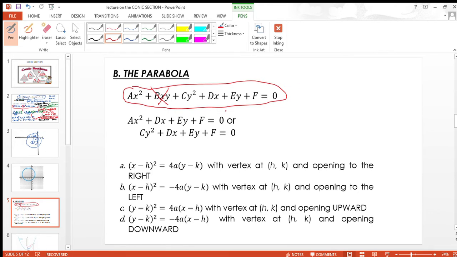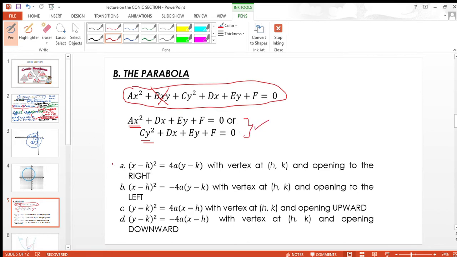But there are two possible general forms of the parabola. Either we have x squared only or y squared only. So, for your parabola, it means that there is only one squared term and the term involving xy is missing. So, for the circle, there are two squared terms, their coefficients are equal, xy term is missing. For the parabola, there is only one squared term, the term involving xy is also missing. And for the parabola, these are our general forms.